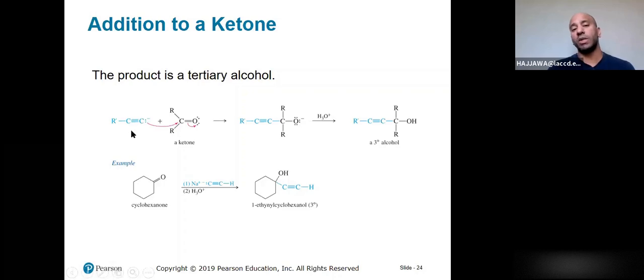Here's an example. So we have an acetylide reacting with a carbonyl of a ketone that will end up opening that pi bond. So you're going to make an alkoxide again. And that alkoxide, once it's protonated, is going to give you a tertiary alcohol. You can see a real example here. Cyclohexanone reacting with acetylide. How do we generate this acetylide? Once again, sodium amide plus the corresponding alkyne, which is ethyne in this case, followed by H3O+. That will end up basically attacking this carbonyl carbon, and this O- becomes an OH. So that's a tertiary alcohol.